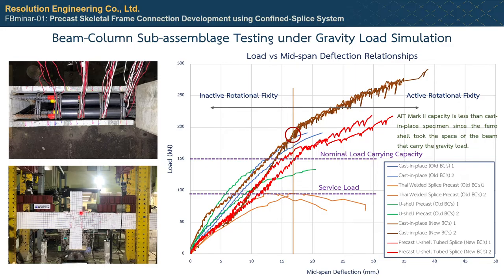So we trigger the maximum negative bending moment at the face of the columns, all right? And we can achieve the load in the red line, which is the precast beam-column connection. We can achieve the nominal load carrying capacity. This is the factored load. If I would say it is the factored load or the Mu. If we talk about load, then it is a Pu.